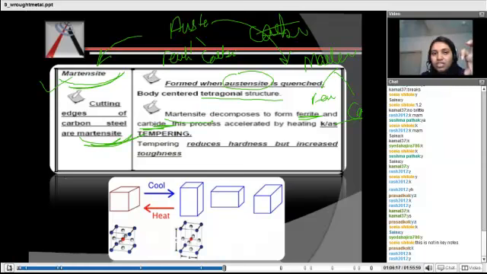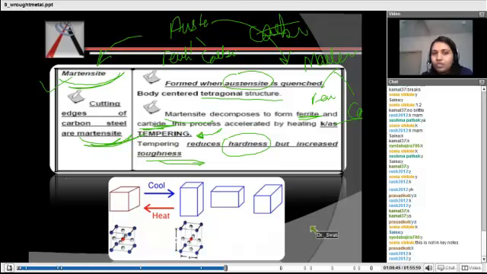But this process can be accelerated by tempering. Okay, now this particular thing will reduce its hardness but increase its toughness. Total fracture resistance is increased and the hardness is decreased.